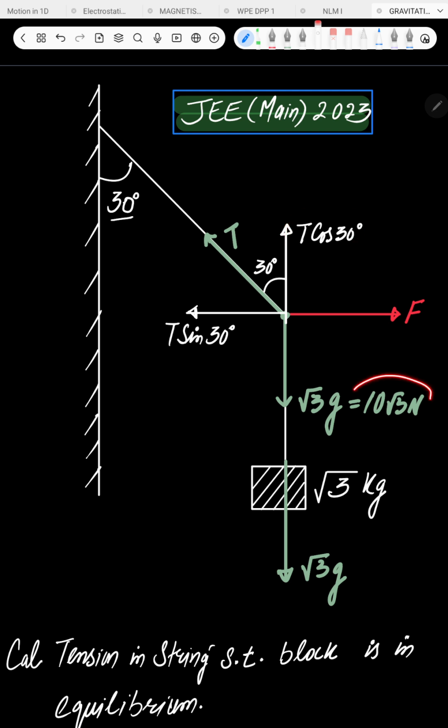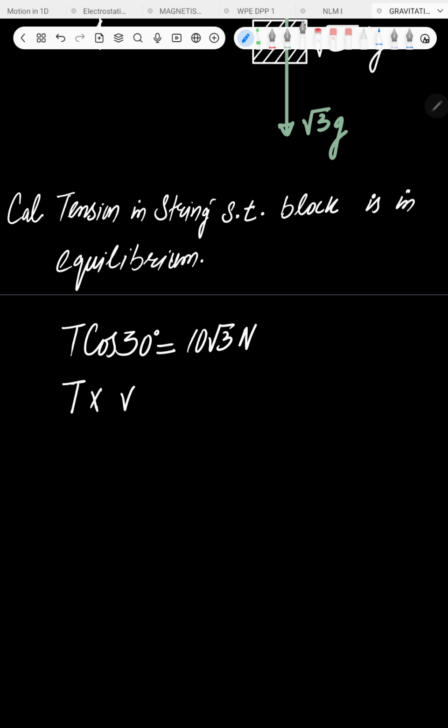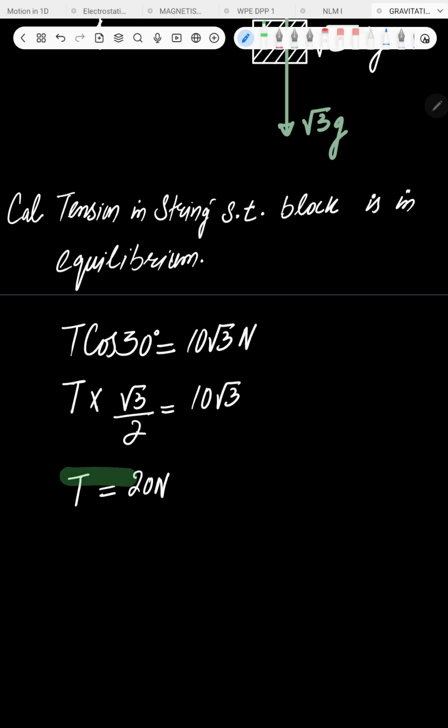This is T cos 30, this is 10 root 3. Let's equate these two. So the equation becomes T cos 30 degree equals 10 root 3 Newton. Now you tell me what is the value of cos 30? That is root 3 divided by 2, so T times root 3 by 2 equals 10 root 3. This root 3 and root 3 cancel, so the answer comes out to be 2 into 10, which is 20 Newton. So the tension in the string comes out to be 20 Newton. This is the answer to this problem.